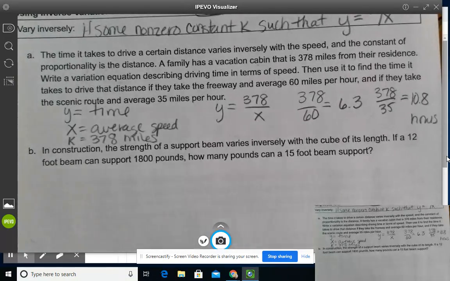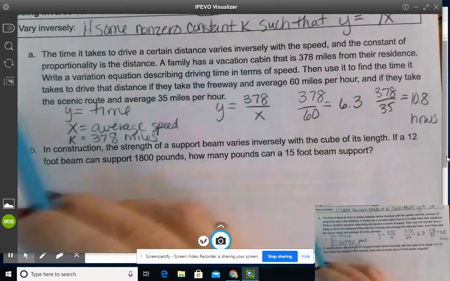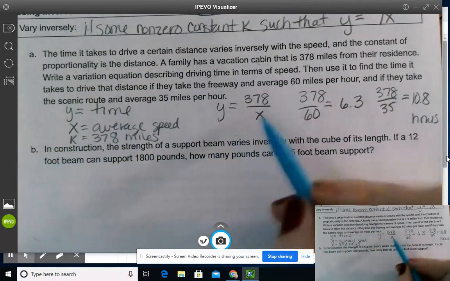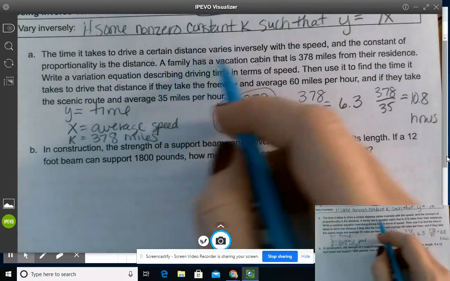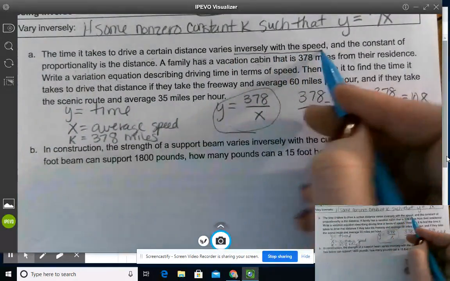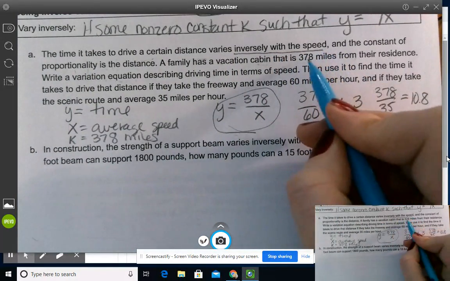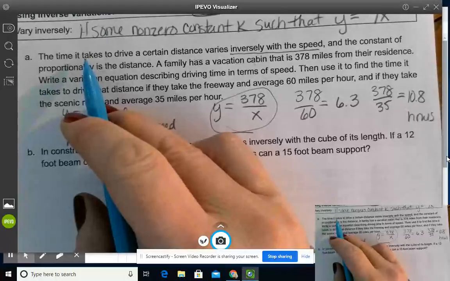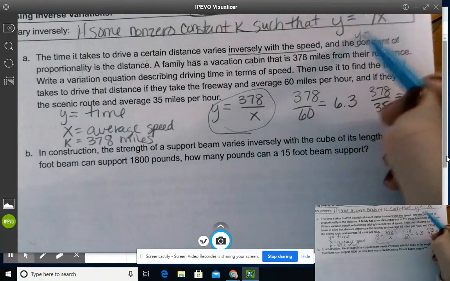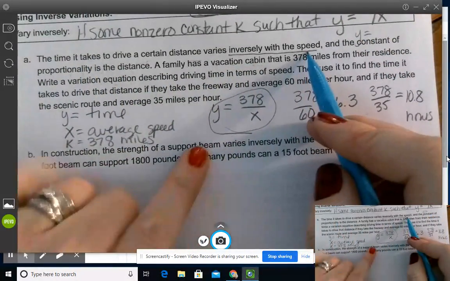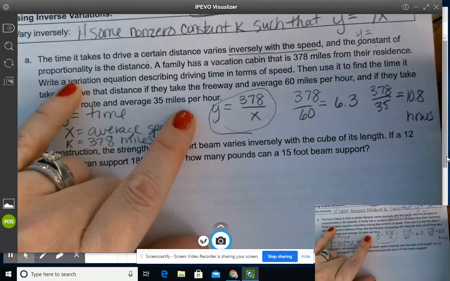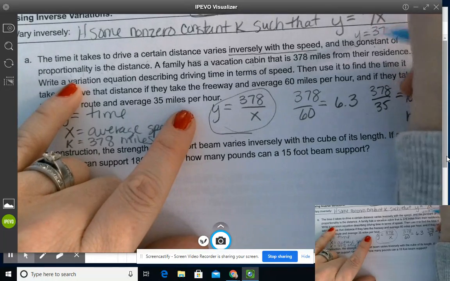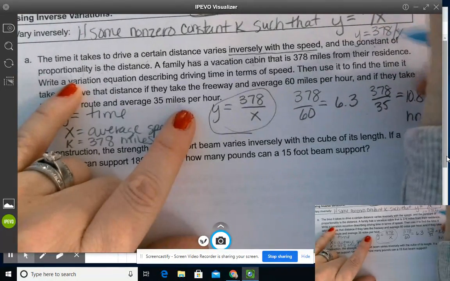Okay, so one of the things that's helpful in these is to read what they tell you or how it's set up. Somebody is already going to ask me how I got this. The time it takes to drive a certain distance varies inversely with the speed. So if I take the time, which is your y, it varies inversely with the speed and the constant of proportionality. So you take miles per hour, and that's how we come up with our equation.